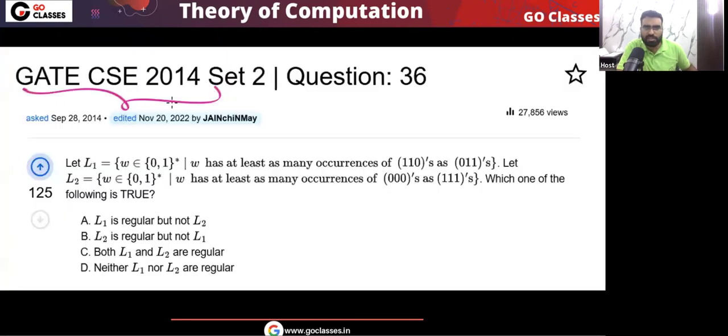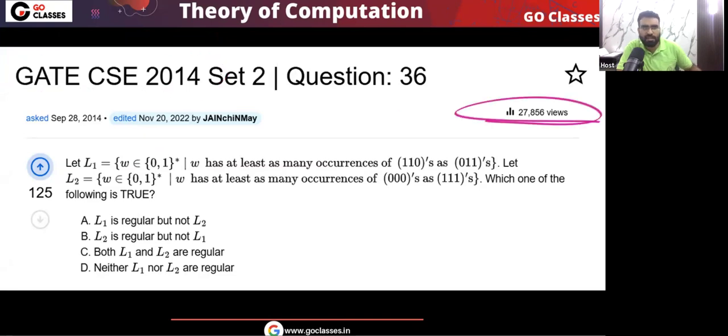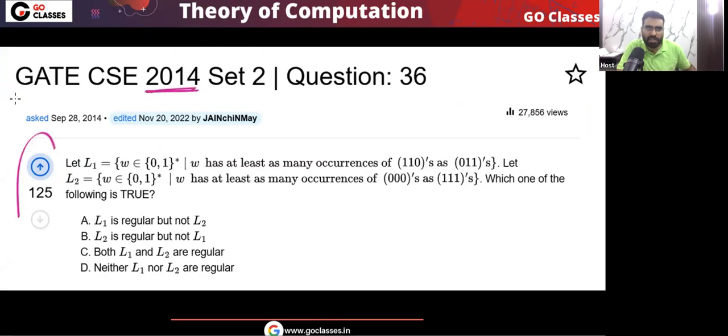There is a GATE exam question based on this concept. This is a GATE 2014 question. On this question you can see there are almost 28,000 views and 125 upvotes. In this question they are asking which of them is regular and which is non-regular. Can you tell me immediately what is the answer? The alphabet is 0, 1, remember. The alphabet is binary.